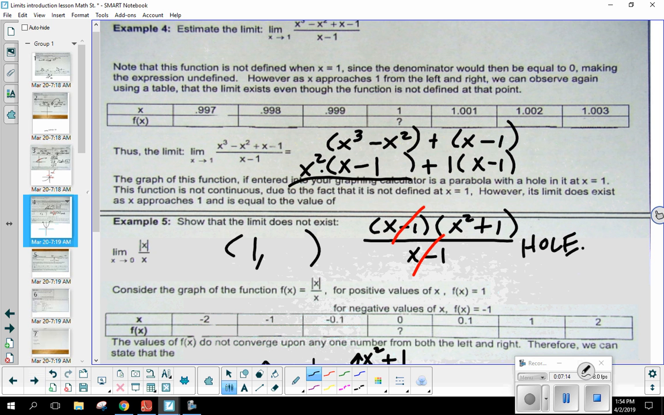But now how would I find the corresponding y value that goes with that? You just plug it into whatever's left. Now, you don't want to plug it back into the groups that we canceled because we already know that's going to give me 0. Function doesn't exist there. So what is 1 squared plus 1? 2. So I know the hole has to take place at 1 comma 2.